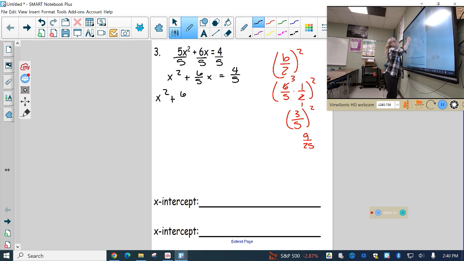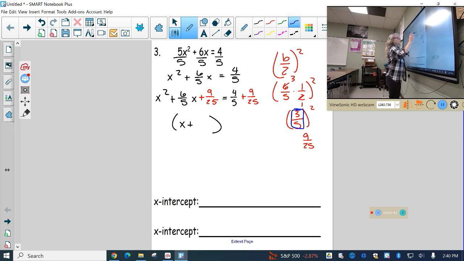So it looks like this: x squared plus 6/5 x plus 9/25 equals 4/5 plus 9/25, because whatever we do to one side, we must do to the other. Now I'm going to rewrite this as a perfect square binomial. I need x plus b over 2, which is 3/5, squared, equals 4/5 plus 9/25. 4/5 is also 20/25, or I'm sorry, 20/25 plus 9/25, which is 29/25.